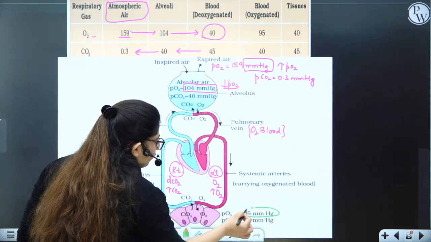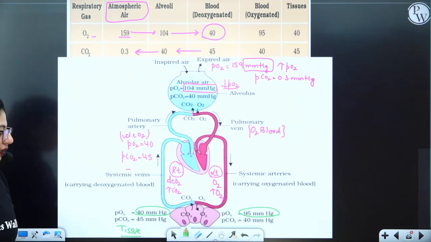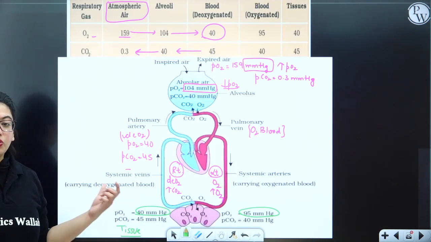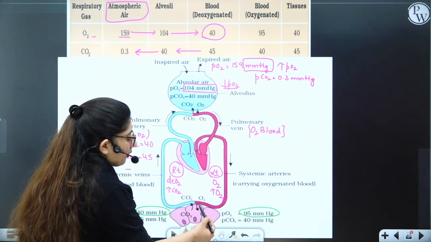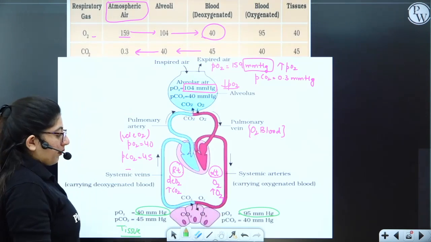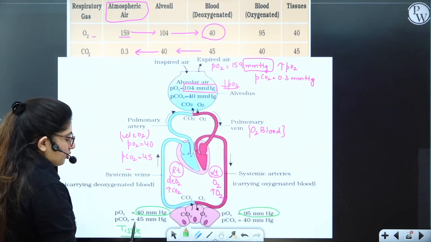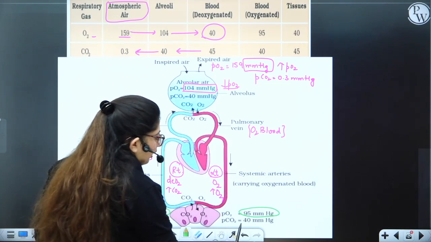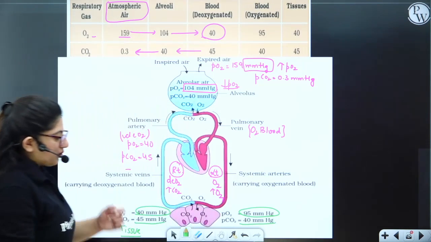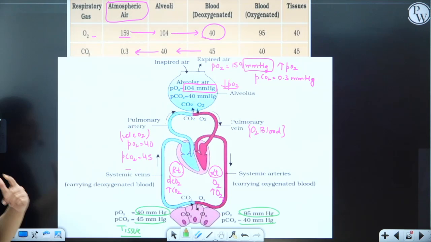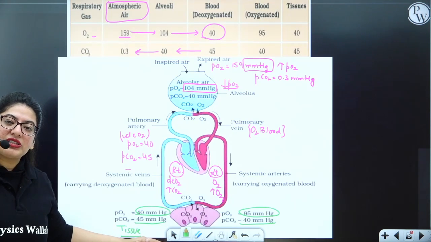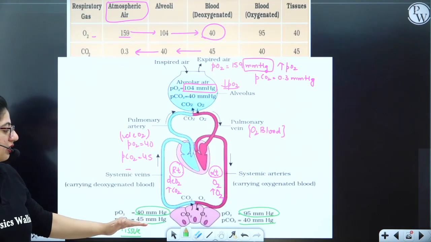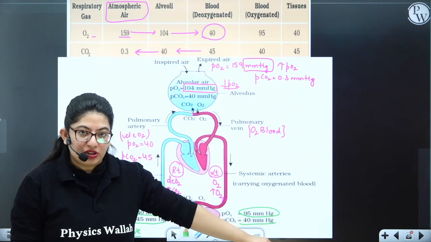The partial pressure of oxygen is 95 in oxygenated blood, whereas in tissues it's 40. So you better know from oxygenated blood the oxygen will move inside the tissues now. Now compare these ones. In tissues we have a partial pressure of CO2 of 45 and here in oxygenated blood the partial pressure of CO2 is 40. Now what will happen?